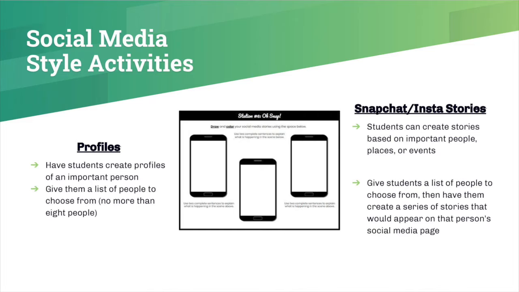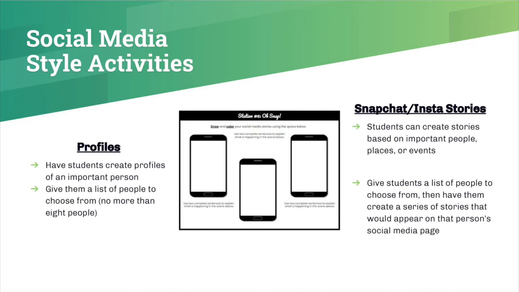Social media style activities can be either the creation of a profile or a Snapchat or Instagram style story. Whenever we do profiles, I have students create a profile of an important person and give them a list of people to choose from, no more than 8 people. So this works really well in social studies, and it would also work really well for English classes where you could let them choose a character. You could also do this in science with scientists or with different organisms.